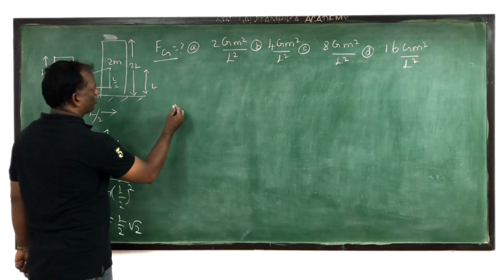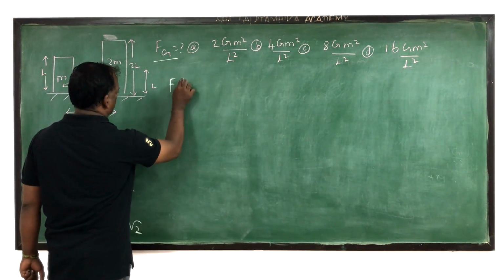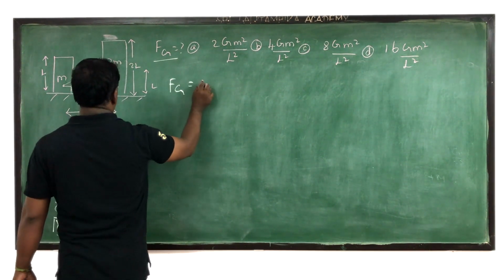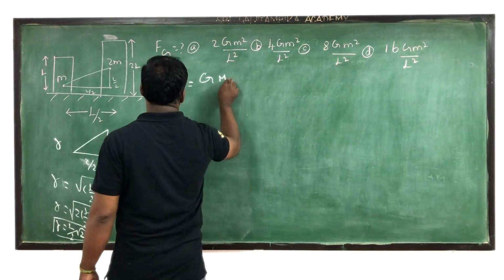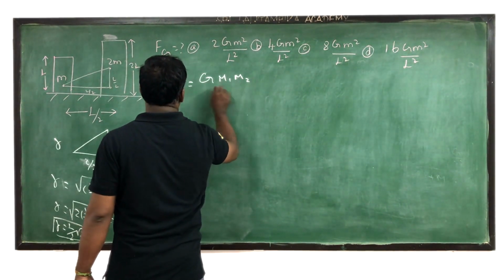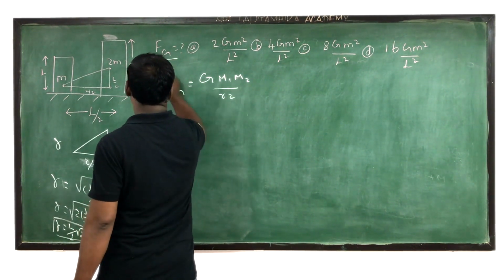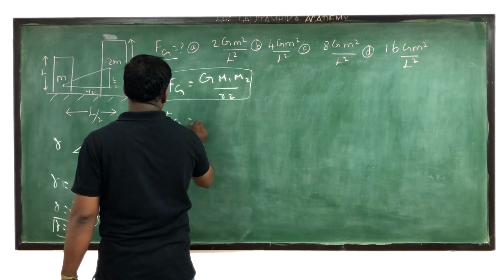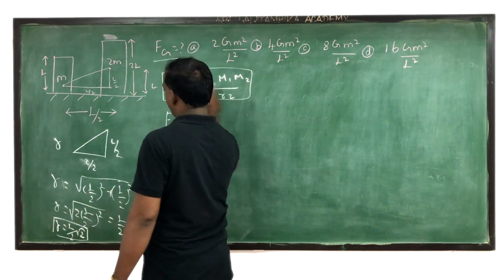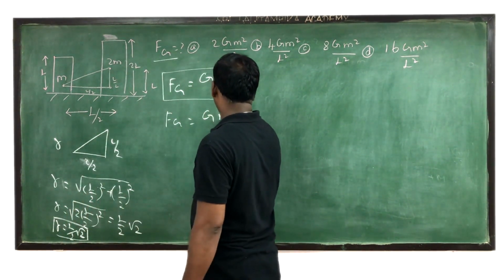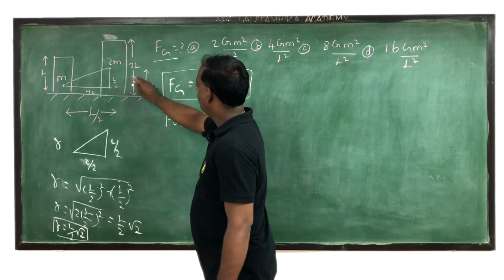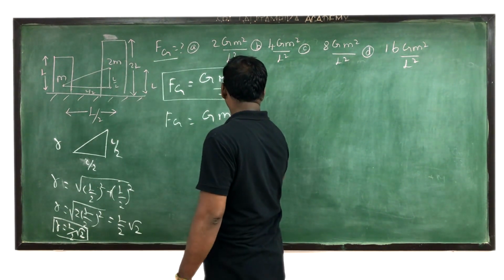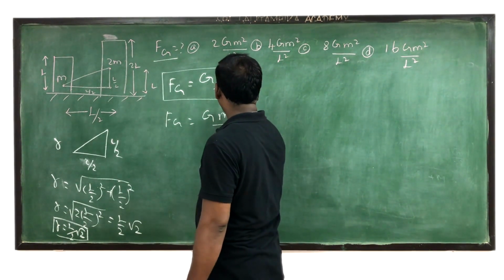Now what are we going to find? We are going to find out the force of attraction. Fg is equal to G into m1 m2 by R square. This is the general formula. Or Fg is equal to G into m, and the value of m2 is 2m, divided by R square.